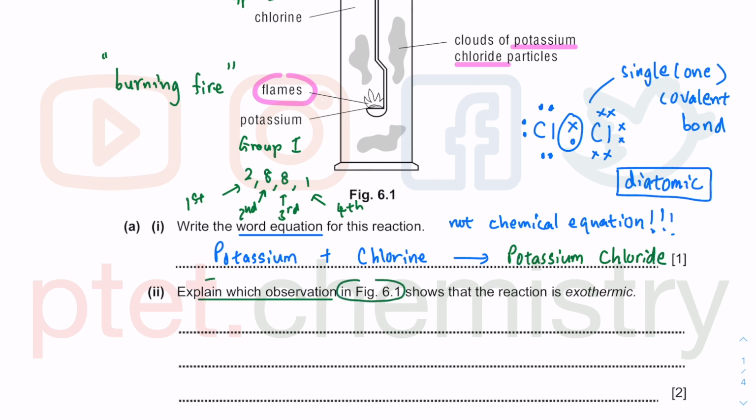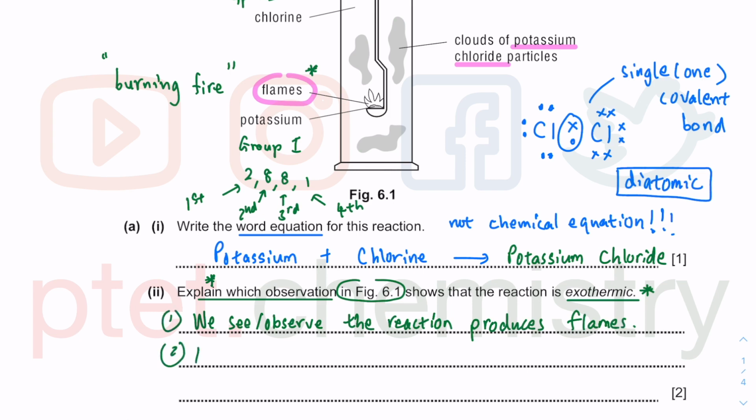Now explain which observation in the figure shows the reaction is exothermic. So you gotta explain why it's exothermic. In the previous topic, as we cover in the Combined Science 5129 curriculum or any other Combined Science curriculum, you will have learned that exothermic reaction means it releases heat energy to the surroundings, and therefore the surroundings see an increase in temperature. So very clearly we see flames here. So we observe that the reaction produces flames, the reaction gives out flames, or you can see the flames. So that was in the question.